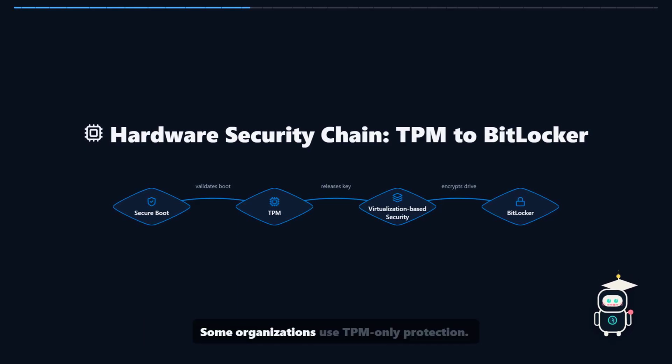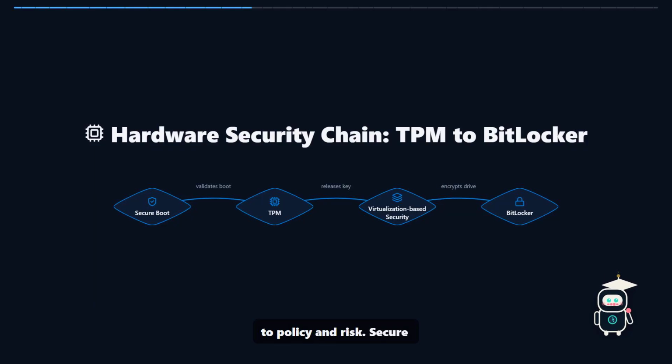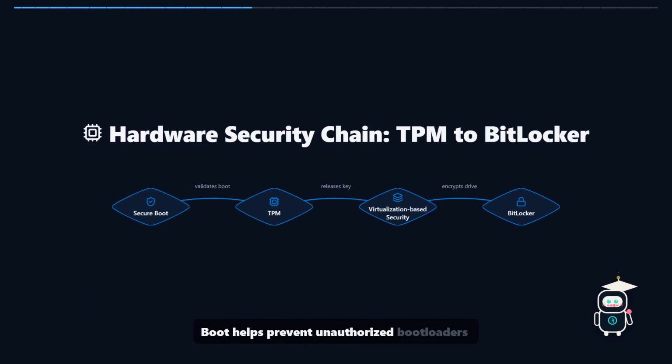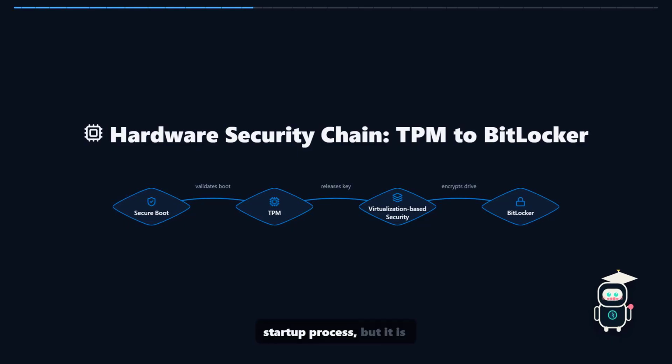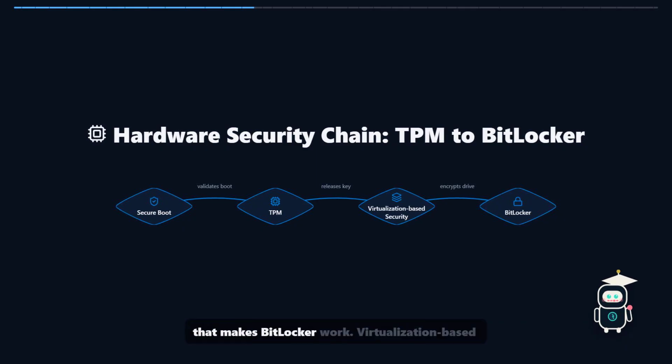Some organizations use TPM-only protection. Others require additional startup authentication such as a PIN, according to policy and risk. Secure Boot helps prevent unauthorized bootloaders and early boot components from loading. It supports a trusted startup process, but it is not simply a required switch that makes BitLocker work.